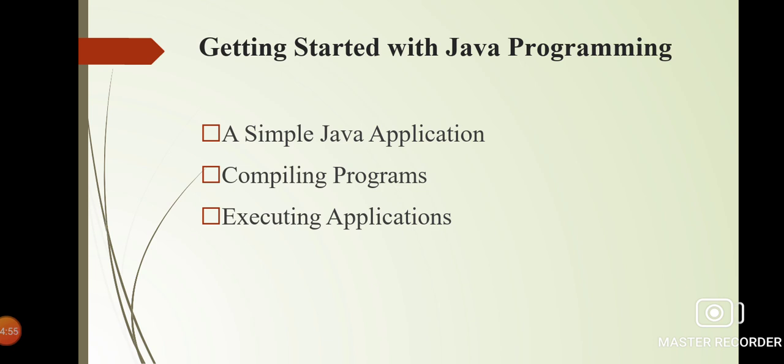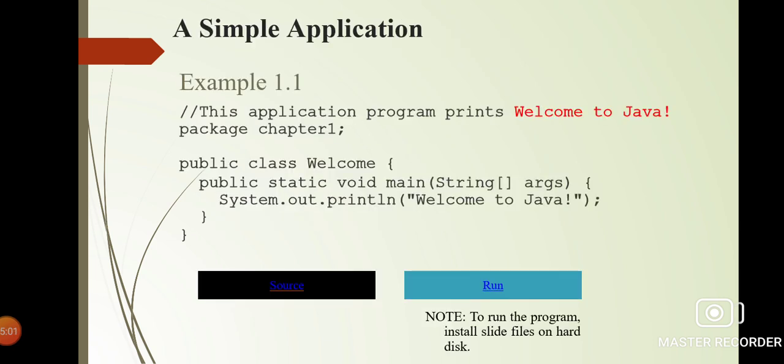Get started with Java programming. It is a simple Java application, combining programs and executing applications. So this is the simple application. Example 1.1: this application program prints Welcome to Java. Here we are using the package chapter1, public class Welcome, public static void main. We are passing string arguments over here. So System.out.println prints the message Welcome to Java.